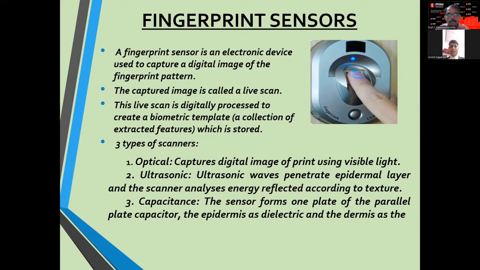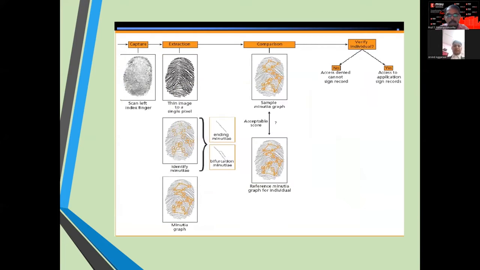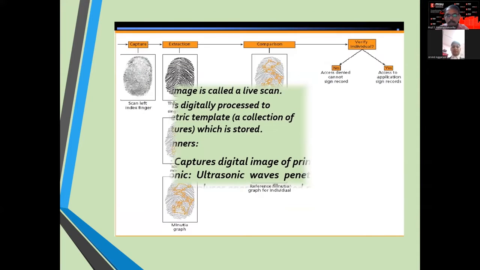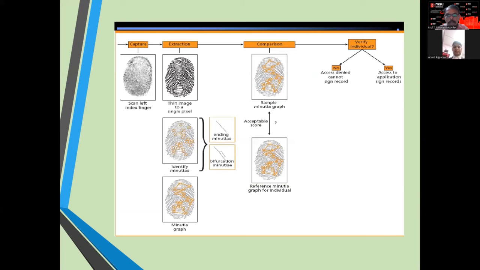One is optical. It captures a digital image of the print using light. Second is ultrasonic. Ultrasonic waves penetrate the epidermal layer. Third is capacitance. The sensor forms one plate of a parallel plate capacitor. The epidermis is the dielectric and the dermis the other plate. Here we can see how it is analyzed.